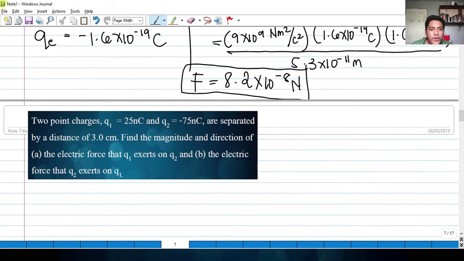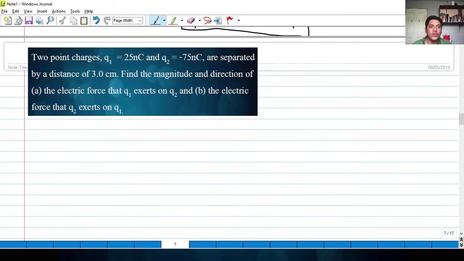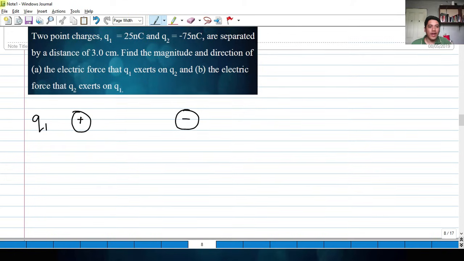Okay, for number 2 problem, two point charges, Q sub 1, 25 nanocoulomb, and Q sub 2, negative 75 nanocoulomb, are separated by a distance of 3 centimeters. So we have here Q sub 1 is a positive charge. Why? Because its charge is positive 25 nanocoulomb. So this would be Q sub 1, and charge 2 is a negatively charged particle. Why? Because it has negative 75 nanocoulomb.